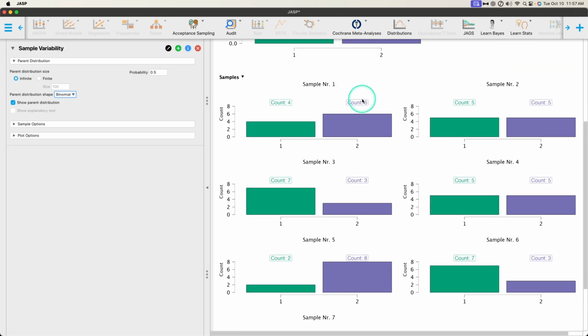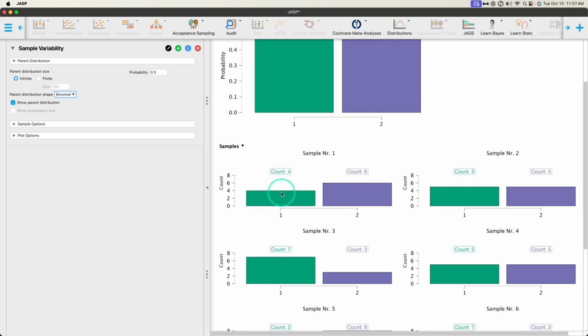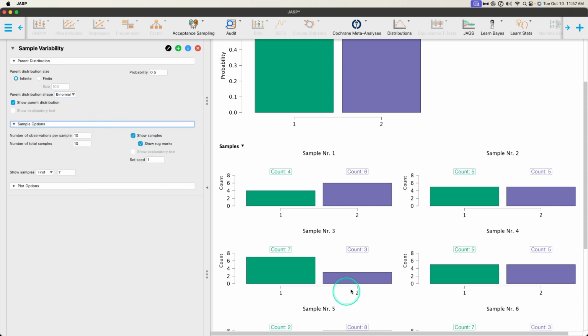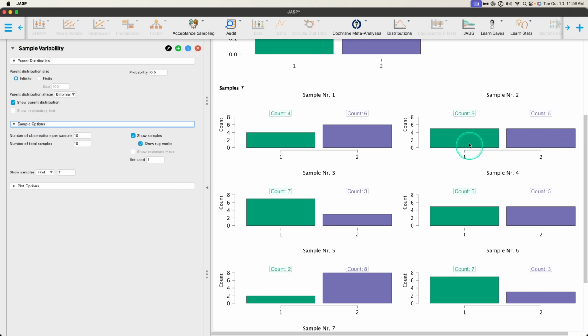And when we sample, it's going to change the counts here. Let's say green is heads and purple is tails, right? So if I'm going to flip my coin 10 times, which is in the sample options here, we've got 10 observations. If I flip my coin 10 times, how many heads do I get? How many tails do I get? And then I'm going to do it again another 10 times. How many heads do I get? How many tails do I get?